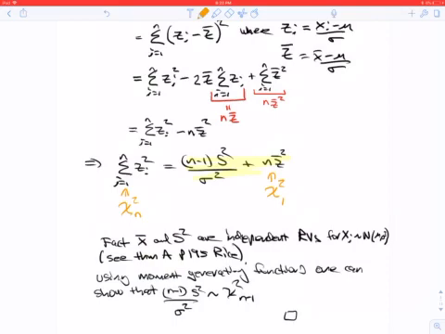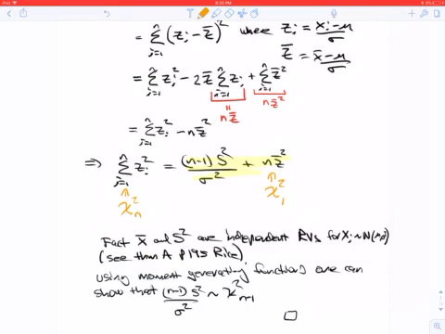It's actually a moment generating function argument, but you know that chi-squares add up. Independent chi-squares add. So if these two terms are independent, then our sample variance times n minus 1 over sigma squared must be chi-squared with n minus 1 degrees of freedom, because n minus 1 plus 1 is n.